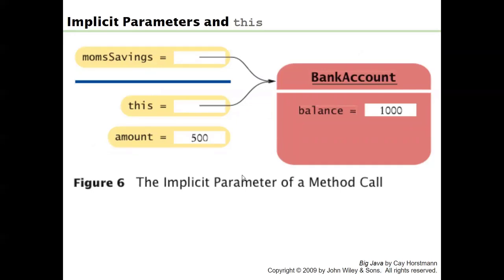All right, so implicit parameters and this. When you say mom savings, well, mom savings is pointing to this bank account. It has a balance of $1,000. But then when you're inside the method, it's not called that anymore. It makes a reference to it, and it calls it this. So you have your this pointer, which is implied or implicit, and then the amount that we want to add. So that's what happens in the call. So mom savings gets replaced with, well, this.